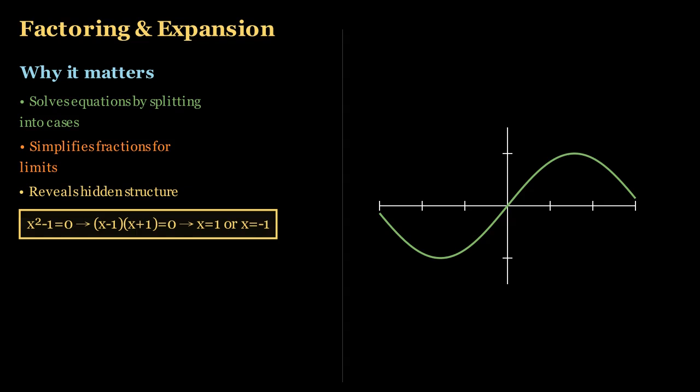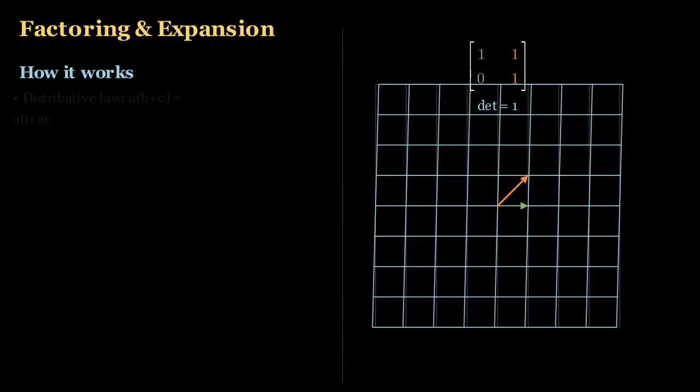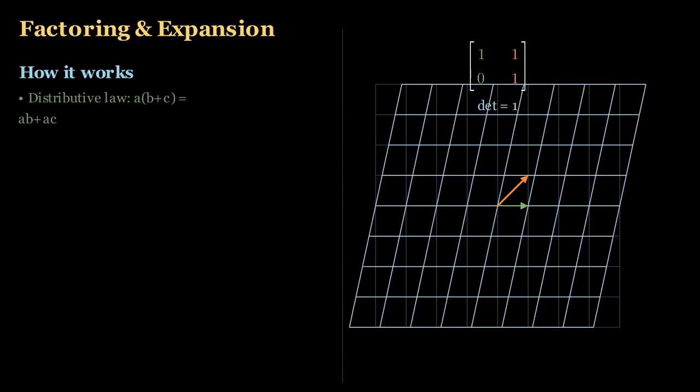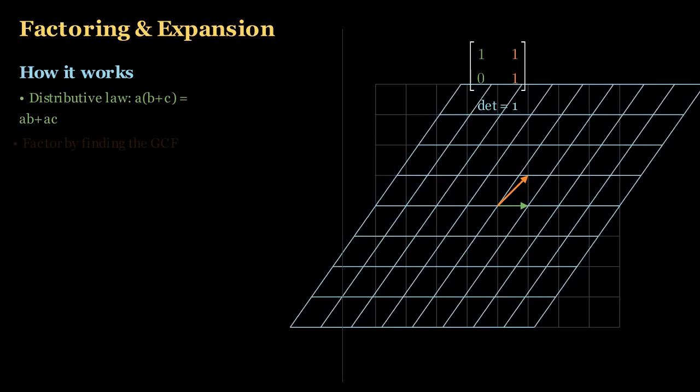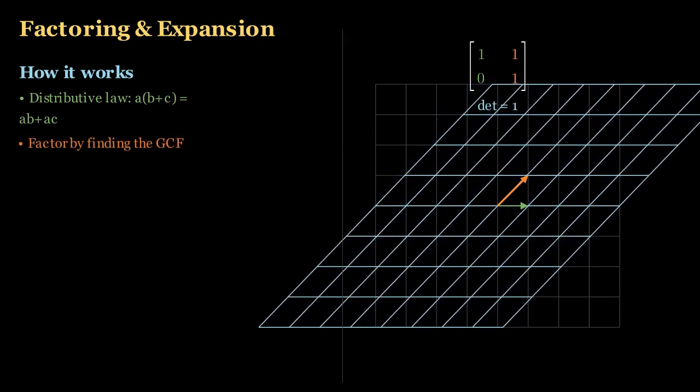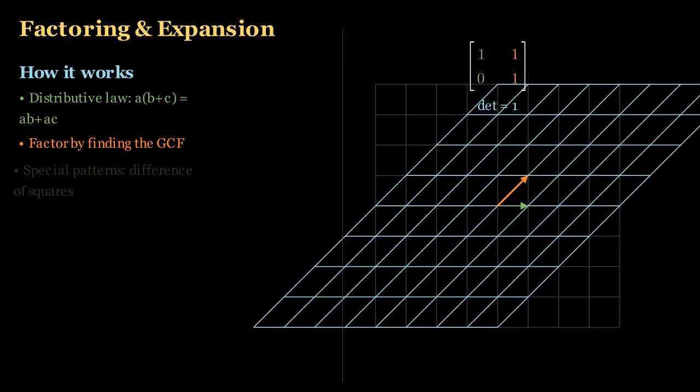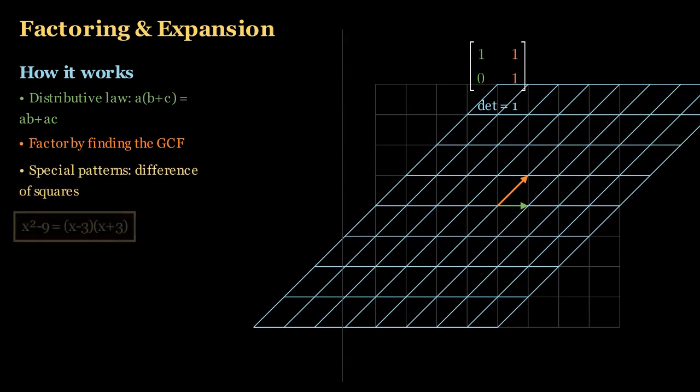It says that multiplying a sum is the same as multiplying each part and adding the results. A times b plus c equals a b plus a c. Expansion is just applying this rule repeatedly. Factoring is the reverse. You look at all the terms in a sum and ask, what's the biggest piece that divides evenly into every one of them? That piece is the greatest common factor, or GCF. You pull it out front, and what's left goes inside parentheses. Some expressions also follow special patterns you can memorize, like the difference of two squares. X squared minus a squared always factors into x minus a times x plus a. Recognizing these patterns saves you time.